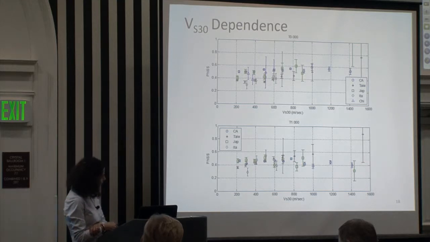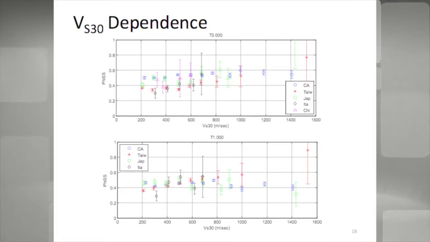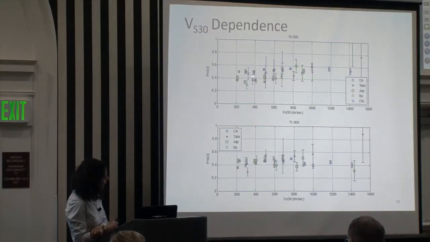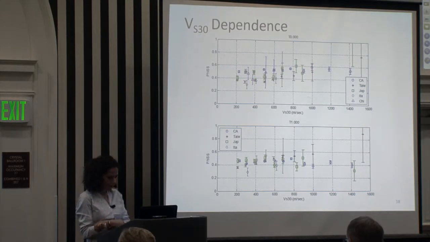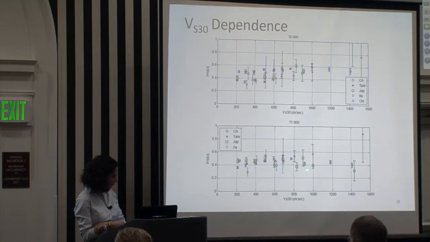VS30 dependence, so I grouped the residuals in different VS30 bins, and we have California in blue, and it actually shows a little bit of an increase in VSS as VS30 increases. This is for PGA, and then for 1 second, it increases a little bit, then decreases again for California.